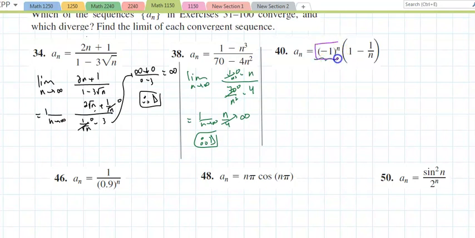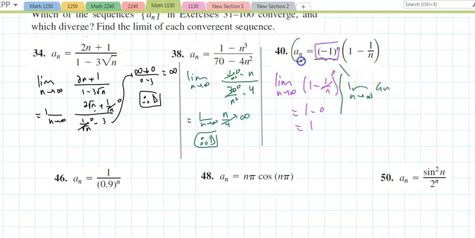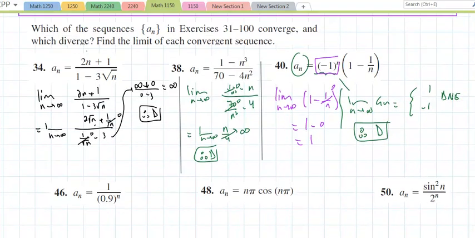So I'll ignore this. I'll take the limit as n approaches infinity of 1 minus 1 to the n. As n approaches infinity, that's going to be a 1. So this is the side note: here, the limit as n approaches infinity of this a sub n is going to be 1 or negative 1, depending on whether n is even or odd, which means does not exist. Therefore, diverge.